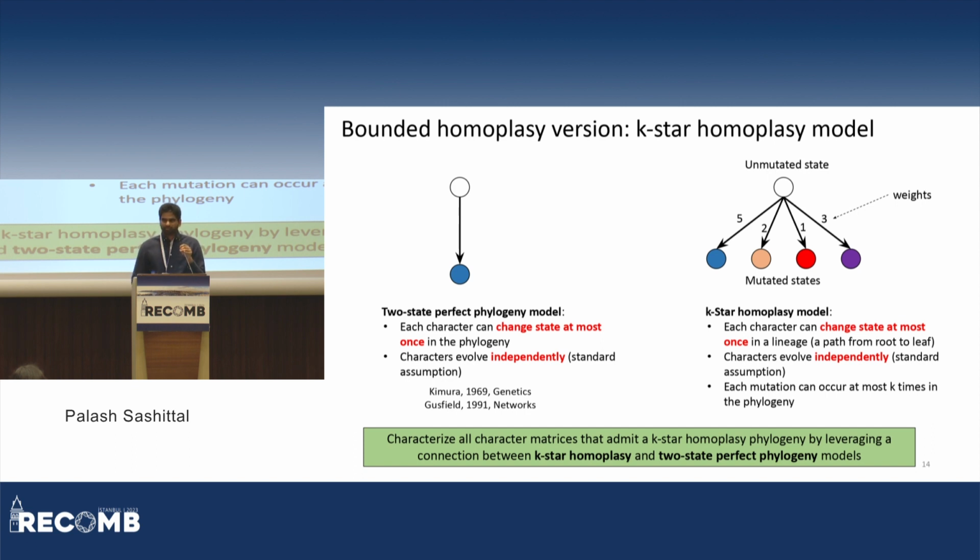So what is a two-state perfect phylogeny model? This is a very restrictive model that only has two states, and you're only allowed to move from the unedited state to the edited state. And there's an additional constraint that a character can change state at most once in the entire phylogeny. So there are a lot of theoretical results on this model. Specifically, you can characterize all character matrices that admit a phylogeny under this model. So we piggyback on these theoretical results by drawing a connection between our model and this model.